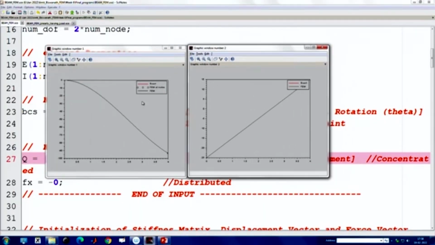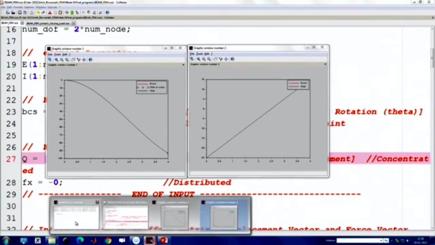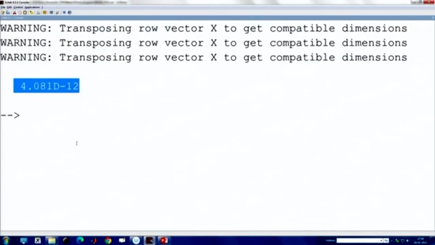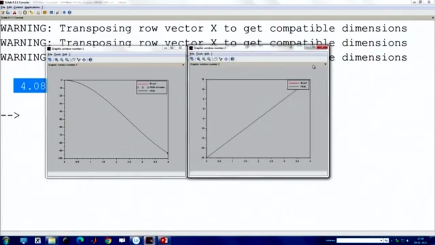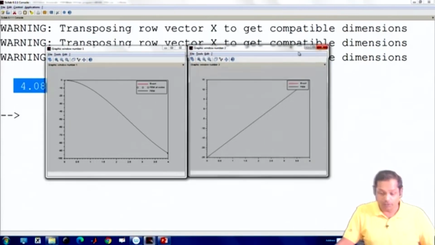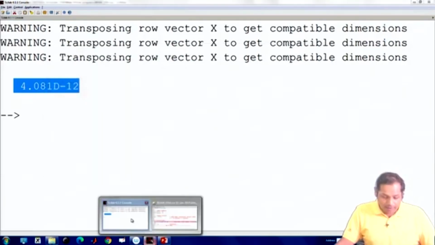You see the bending moment diagram. This is the deflected shape, and this is the bending moment diagram. Exact match, and if we look at the error, it is still in the order of 10 to the minus 12. Okay. And this is obtained from just one element. Please note that.